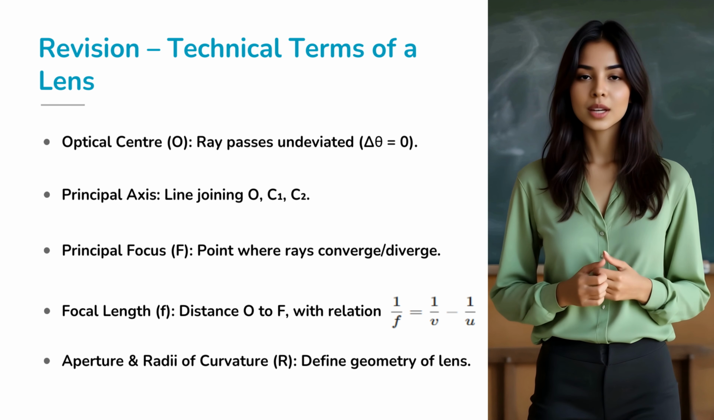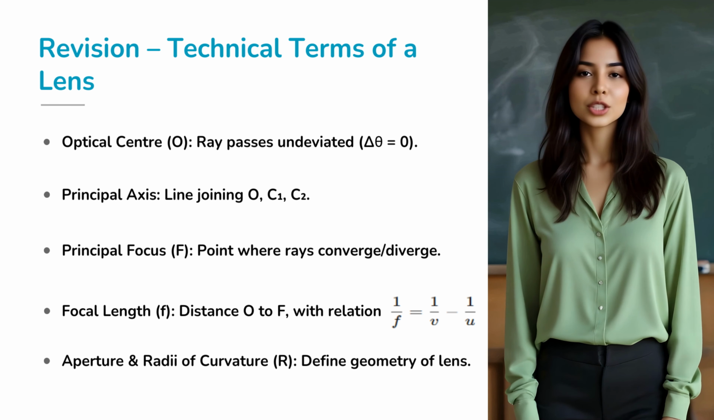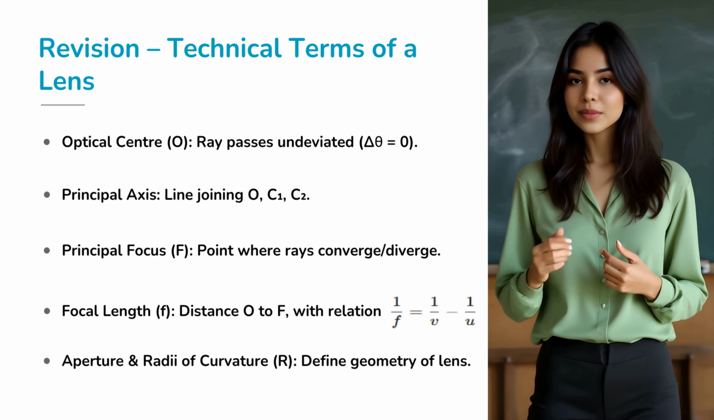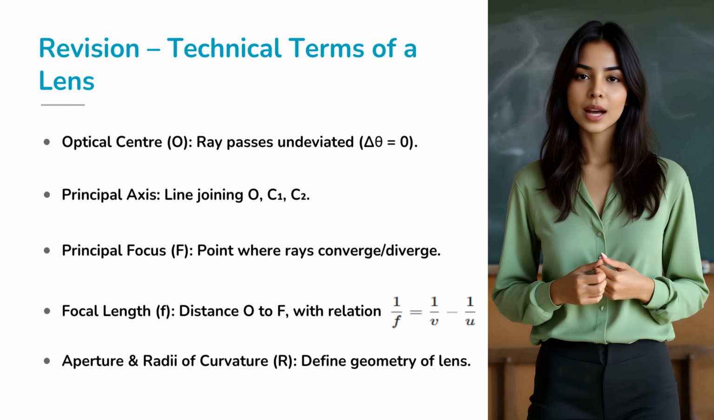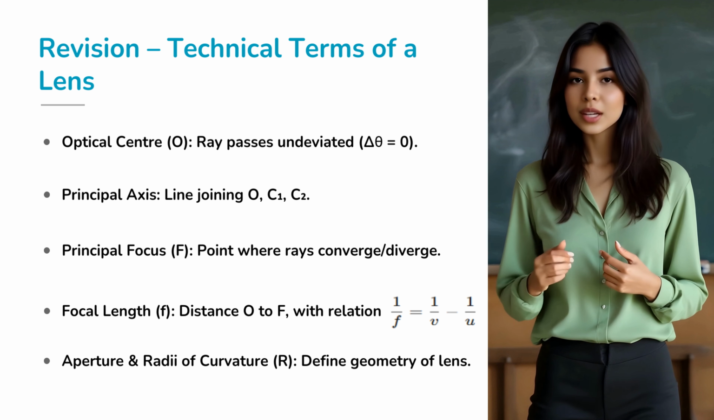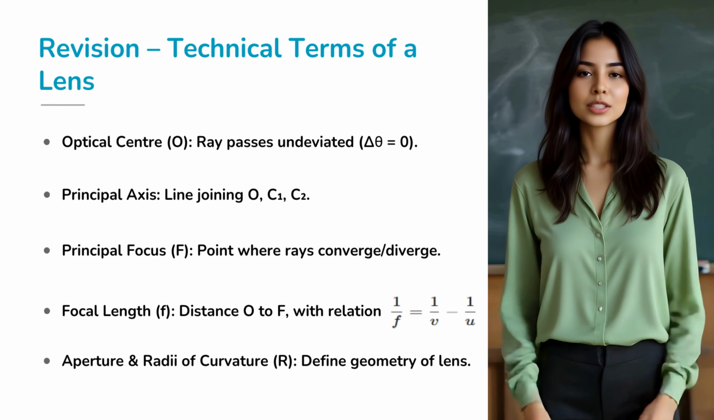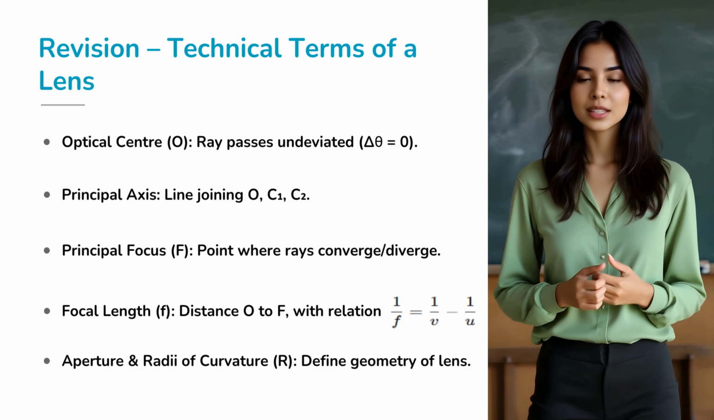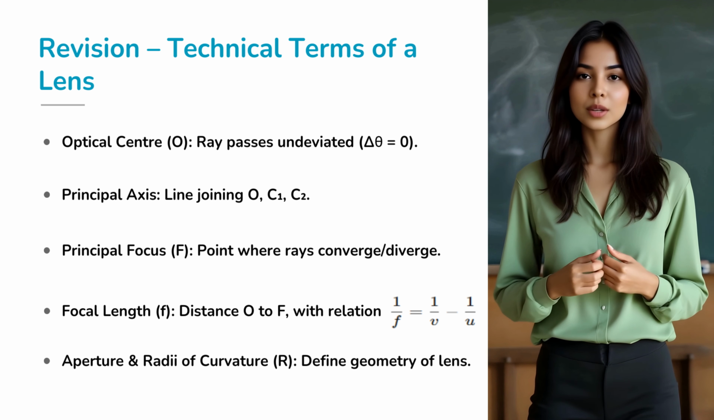Finally, the aperture and radii of curvature. The aperture tells us how much light the lens can capture, bigger aperture, brighter image. The radii of curvature define the actual geometry of the lens and, for thin lenses, are even linked to the focal length. So there you go: optical center, principal axis, principal focus, focal length, aperture and curvature. Master these, and the entire world of lens optics becomes a lot less blurry, pun fully intended.